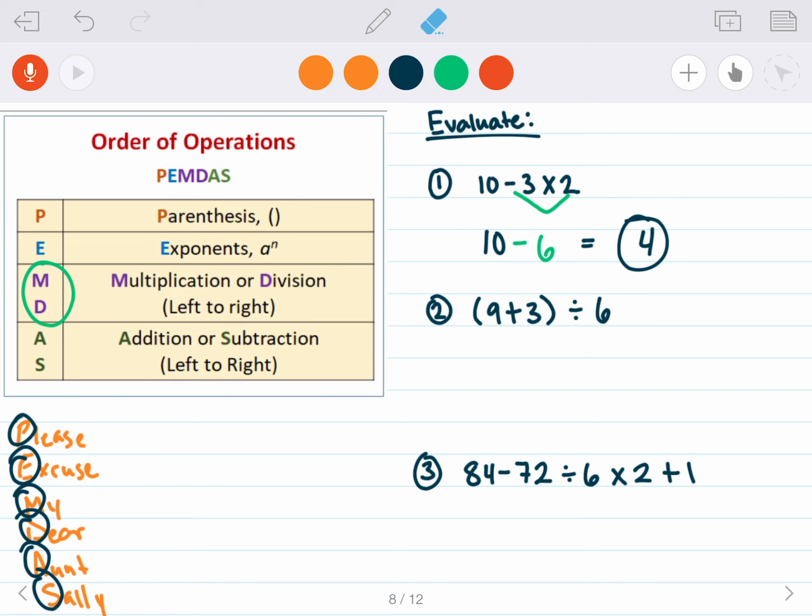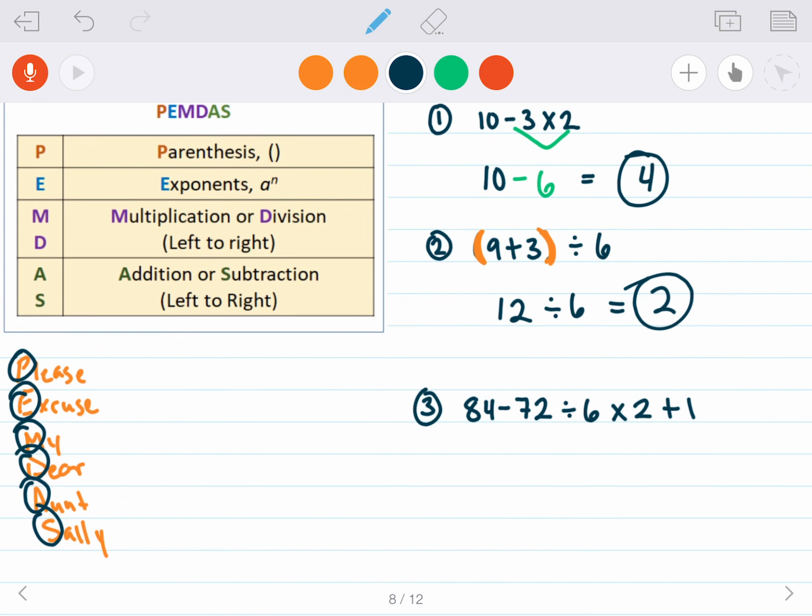Okay, number 2. So I see a parentheses, and that's the first thing we want to do. We want to do everything in the parentheses first. So 9 plus 3 is going to be 12. And so once we do that, that can come out of the parentheses because we have nothing left in it, right? We just have this 12. So it can come out, and then we're still left with divided by 6 on the outside. So 12 divided by 6 is going to give us our final answer of 2. Let's look at number 3.